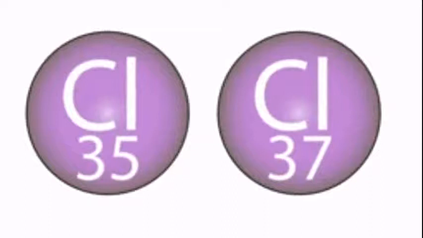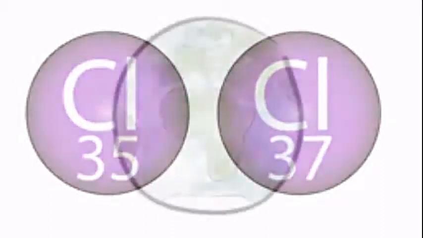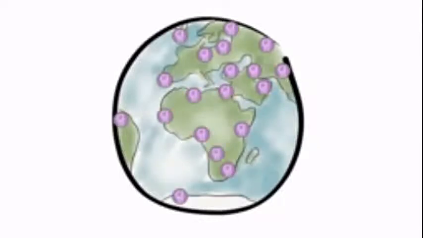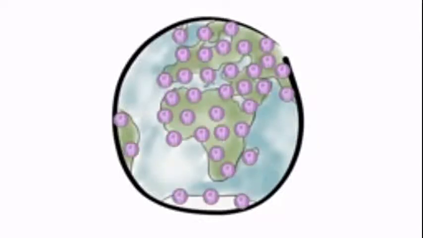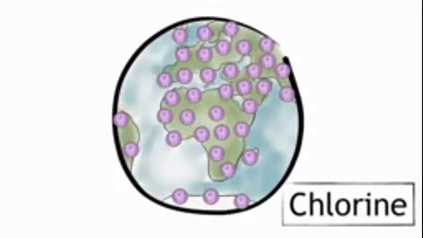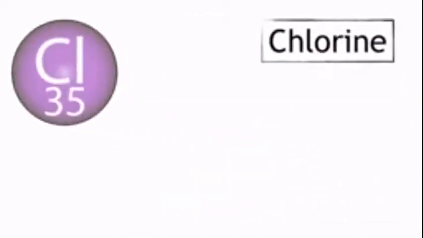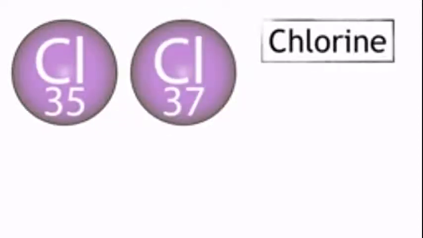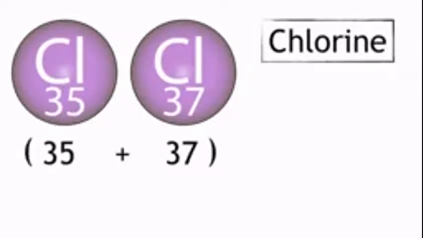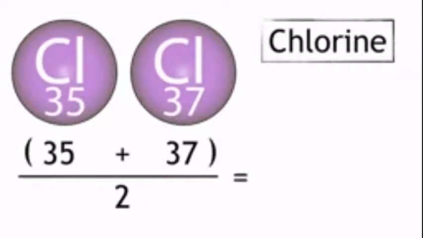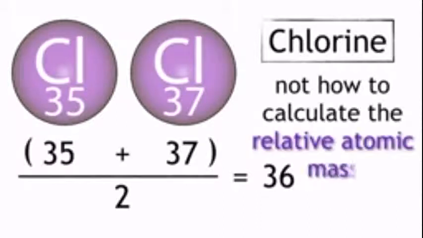When we think about this, we must remember that isotopic forms of elements have different values for their naturally occurring abundance on Earth. For example, let's look at the isotopic forms of chlorine. Some chlorine atoms have a mass of 35, and some have a mass of 37. In most cases, to take a simple average, you would just add the values together and then divide by the number of values. In this case, it would be 35 plus 37 divided by 2, and you would get an average of 36. But this is not how you calculate the relative atomic mass.